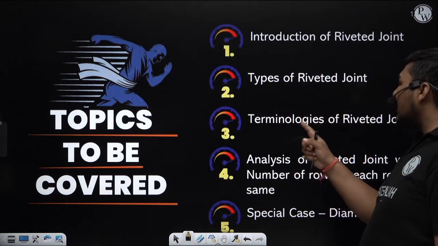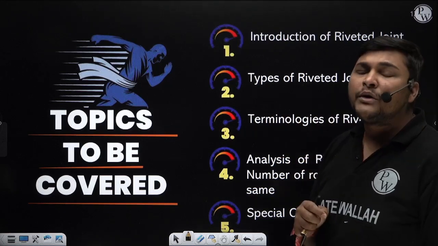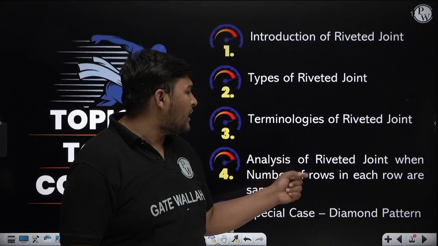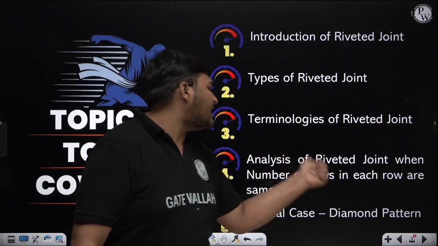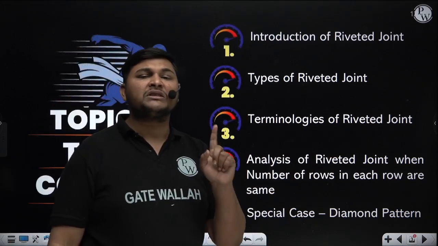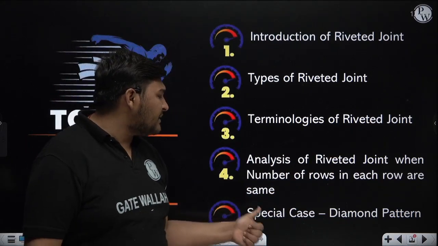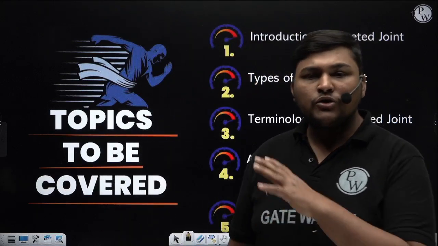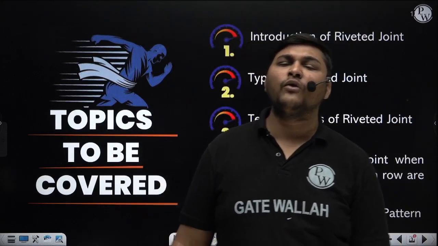And after that we will understand various terminologies of riveted joint. And after that we will start the analysis of riveted joint when the number of rivets in each row is the same. And after that in the riveted joint we will discuss one special case. That special case is the diamond pattern. Means we will discuss the diamond pattern of riveted joint. So this will be our lecture flow for today's class.